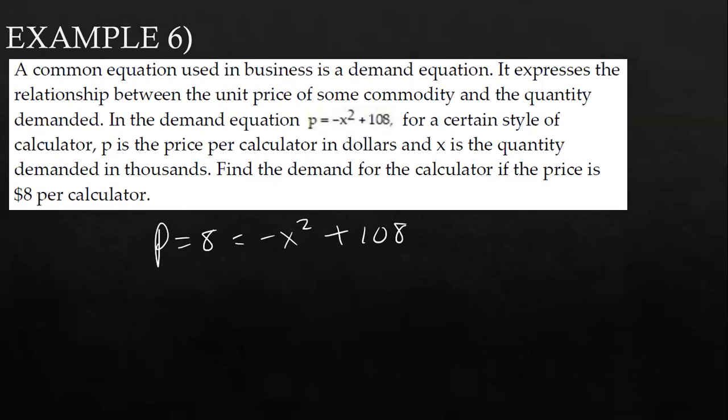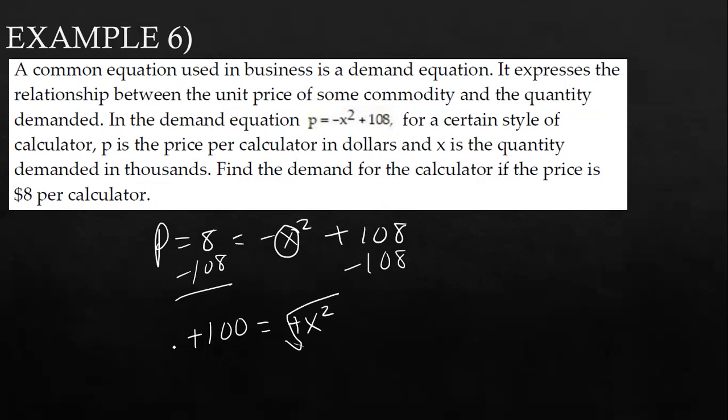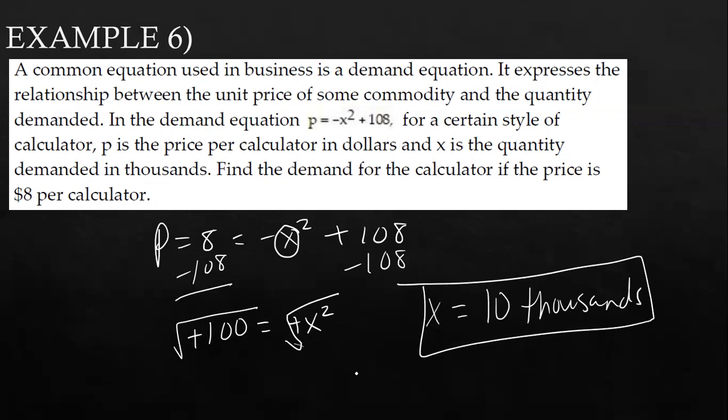First thing, remember PEMDAS backwards. Is there anything I can add or subtract away to get to my X? I'm going to subtract the 108. That leaves me with negative 100 equals negative X squared. A negative on each side turns them both into a positive. And then I just have to do what? So then X equals how many calculators they would need to sell? 10,000. And that is the last and final type of problem.